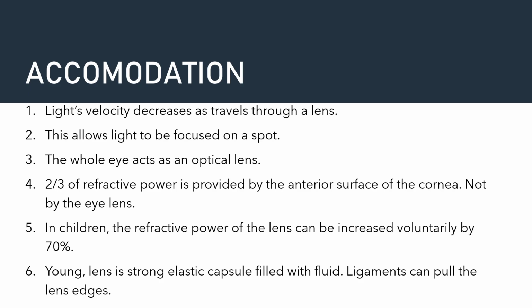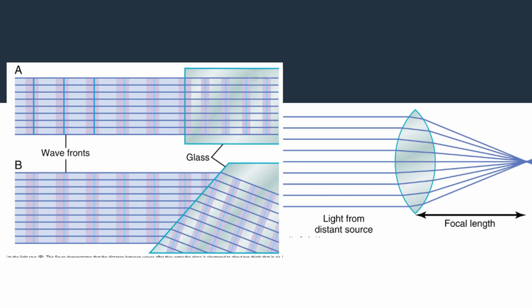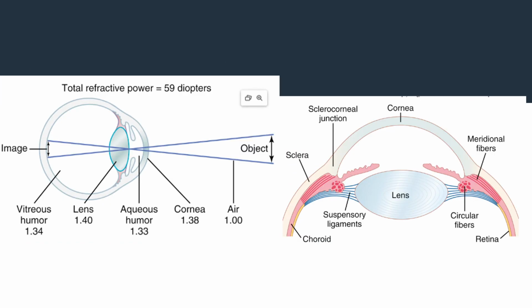That is why old people often need bifocal glasses so they can see far and near. The top part is far, the bottom is near. Okay, you can see the lens is here.